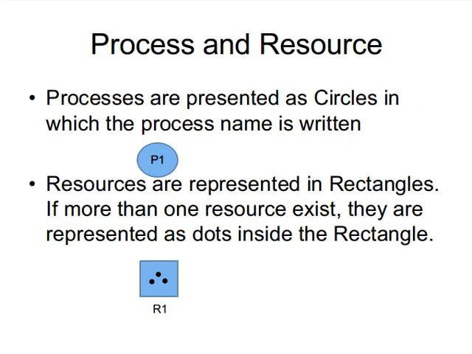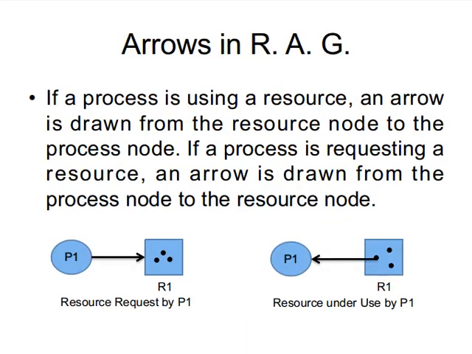Now, processes are represented as circles in which the process name is written, and resources are represented as rectangles. If more than one instance of a resource exists, they are represented as dots inside the rectangle. Each resource contains some number of instances. Two types of edges are available: one is the request edge, the second one is the assignment edge. If a process is using a resource, an arrow is drawn from the resource node to the process node. If the process is requesting the resource, an arrow is drawn from the process node to the resource node.